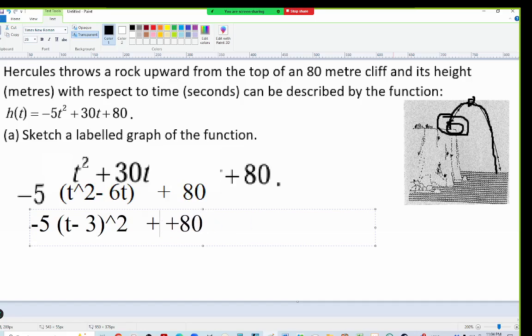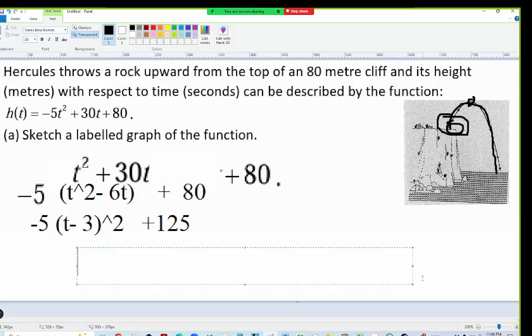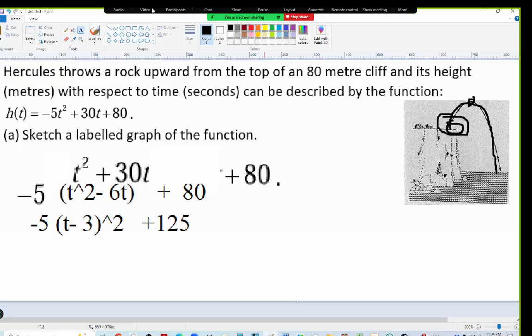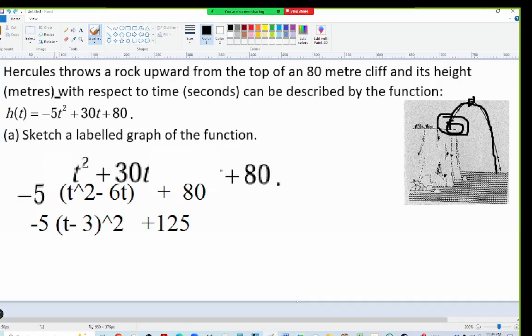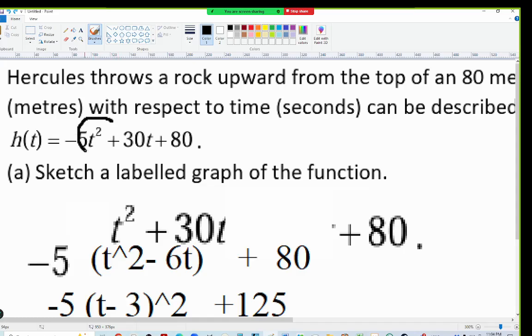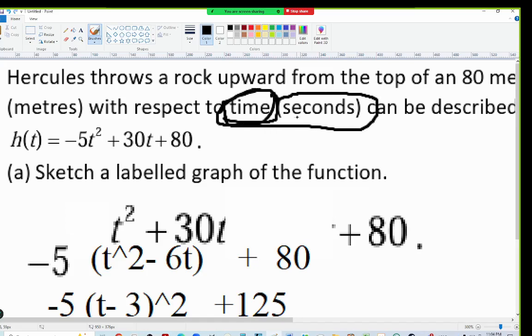There you go. So what's the vertex? Positive 3, 125. What does that tell you? If x in this case is what? Look up here. What is x in this equation up here? It's not x now. Why do they put something else there? What letter do you see there? It's t. And t they tell you represents what here? Time in seconds. Sometimes it'll be minutes, sometimes it'll be something else. So that means our x-axis is actually time in seconds.